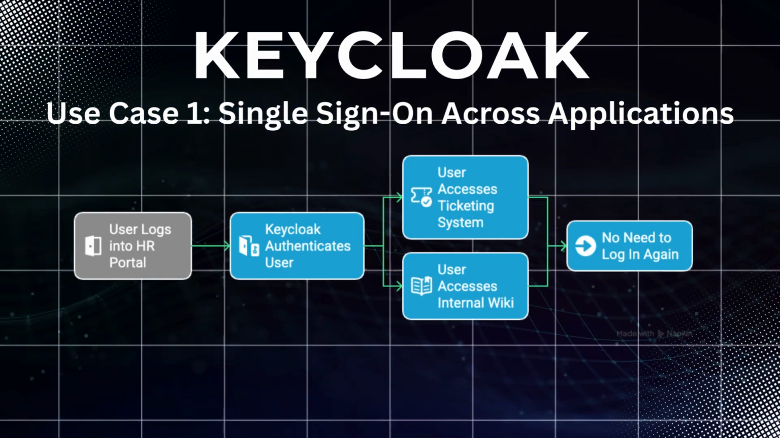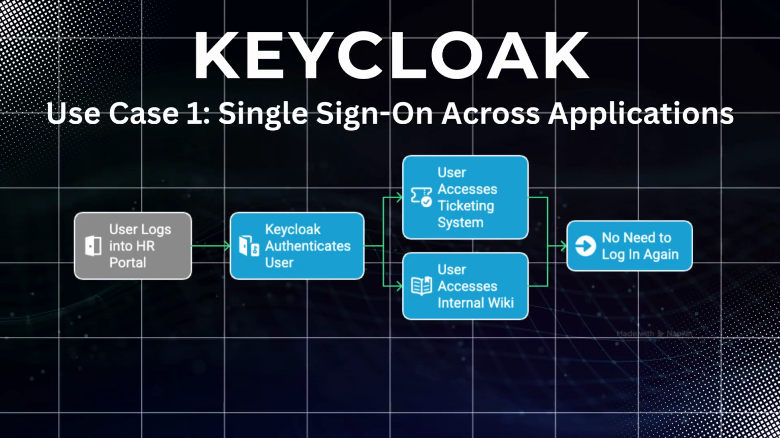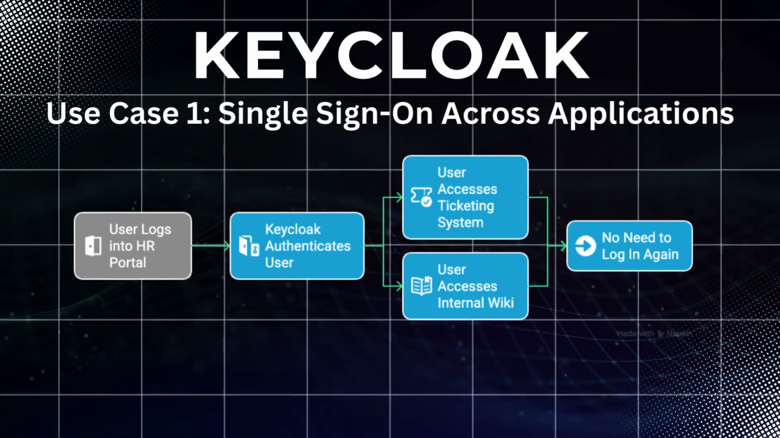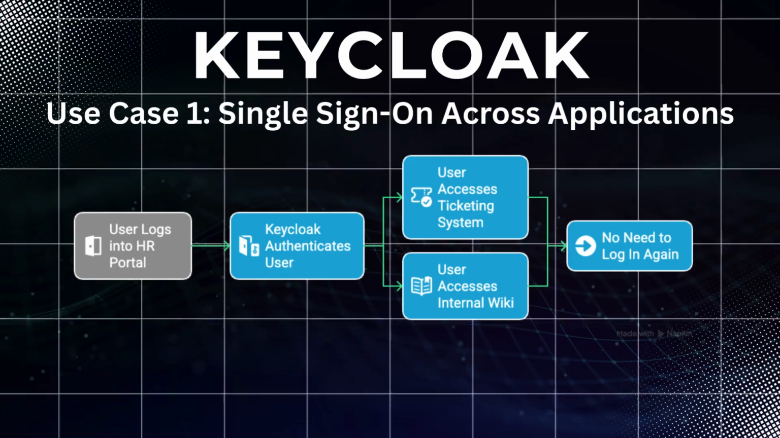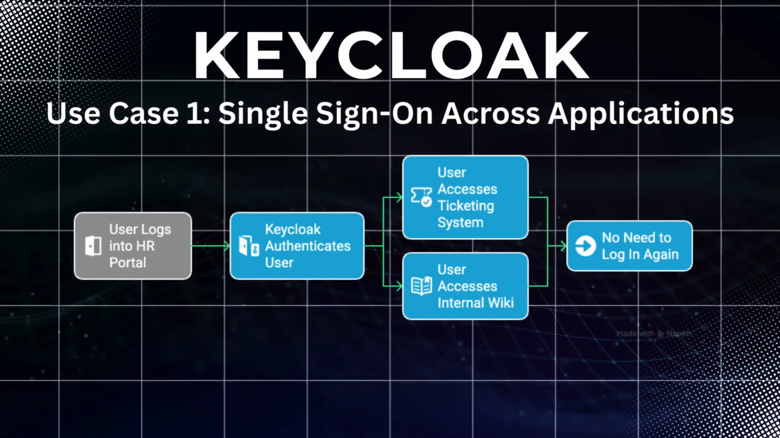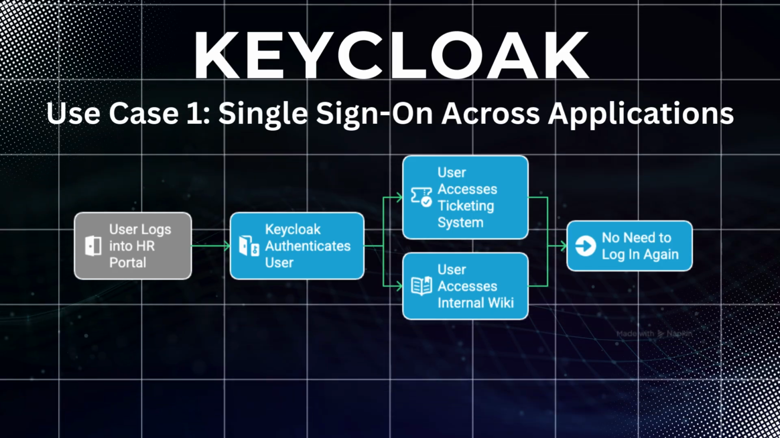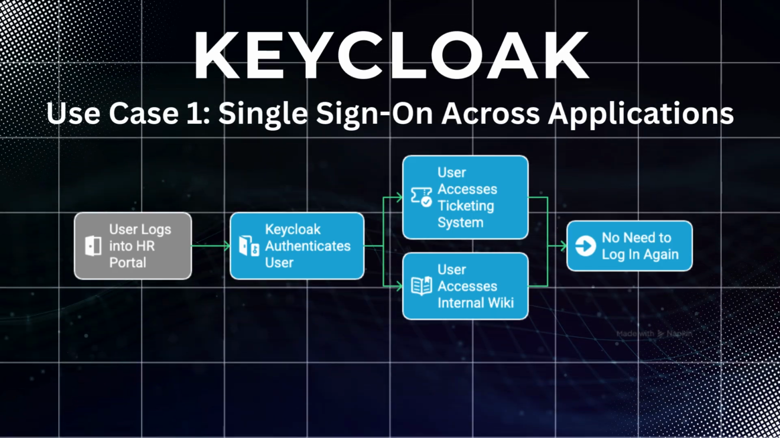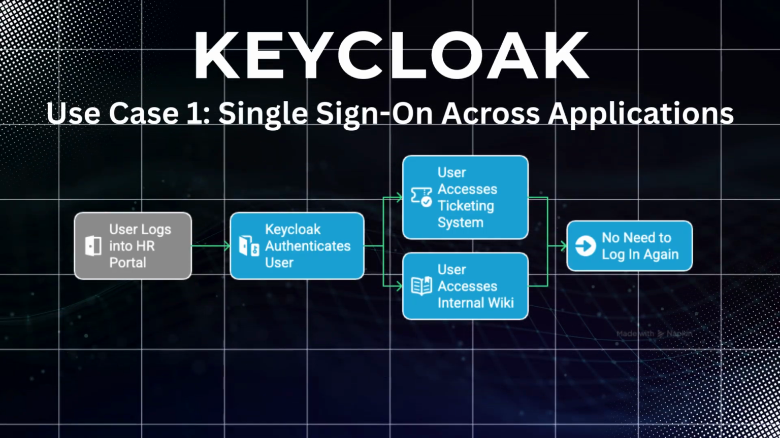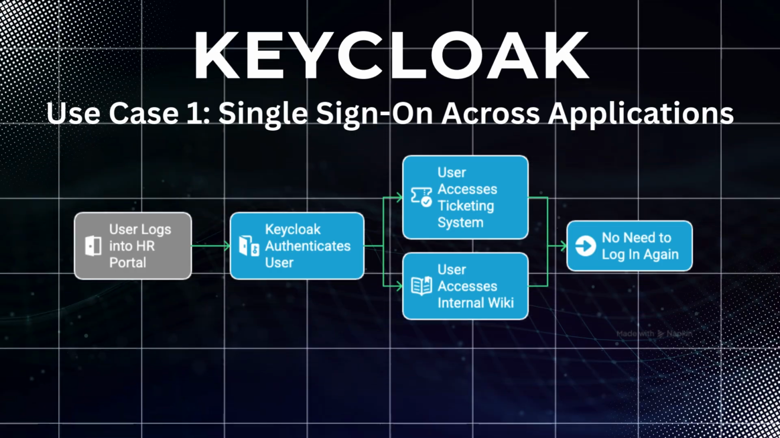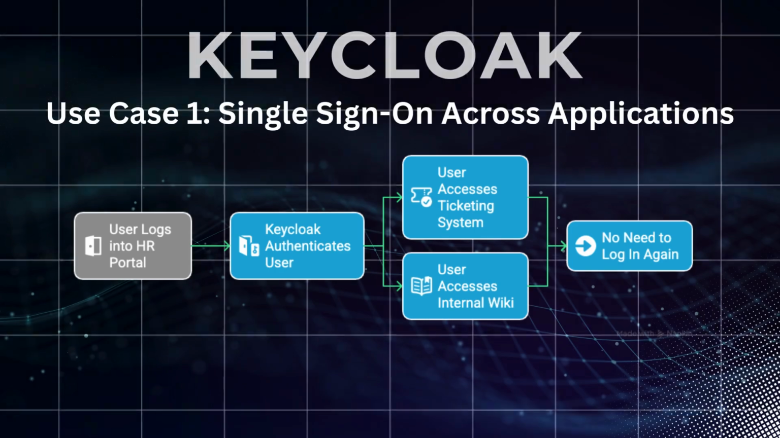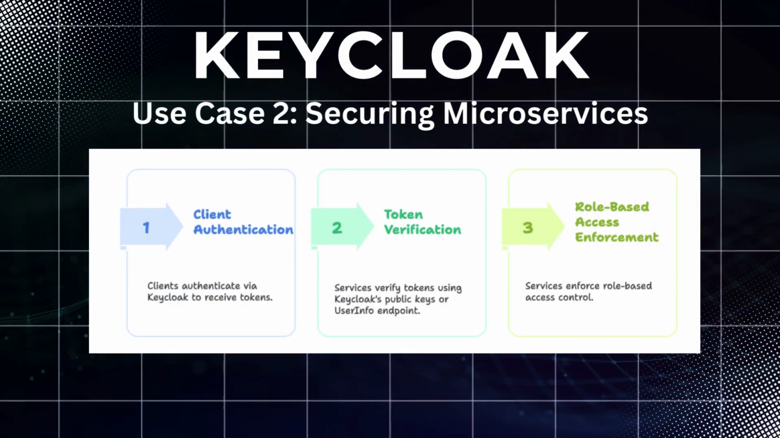Let's see some real-time use cases of Keycloak. The first case will be single sign-on across applications. A company has three apps like an HR portal, a ticketing system, and an internal portal. They all use Keycloak as the central IDP. How it works is Keycloak manages user logins. Once a user logs into one app, they are automatically authenticated in the others without needing to log in to the system again.